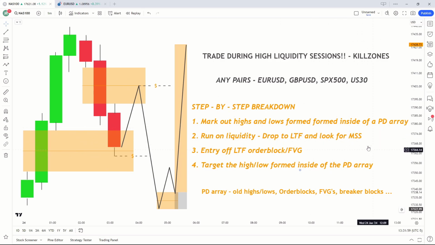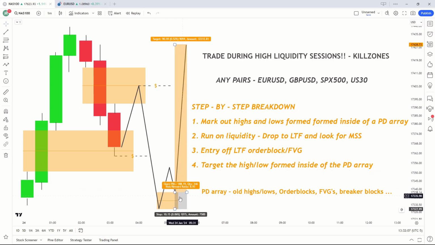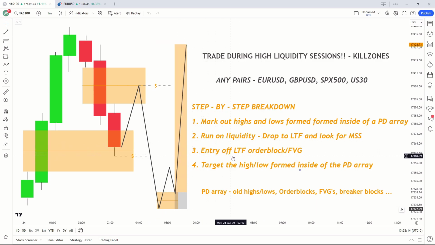Now, a market structure shift is just a reversal pattern that shows us that market may want to change in direction. So if we have a bearish market moving down, we get a market structure shift. It confirms to us that market wants to move to the upside. So this brings us on to our step 3, entry off lower time frame order block or fair value gap.